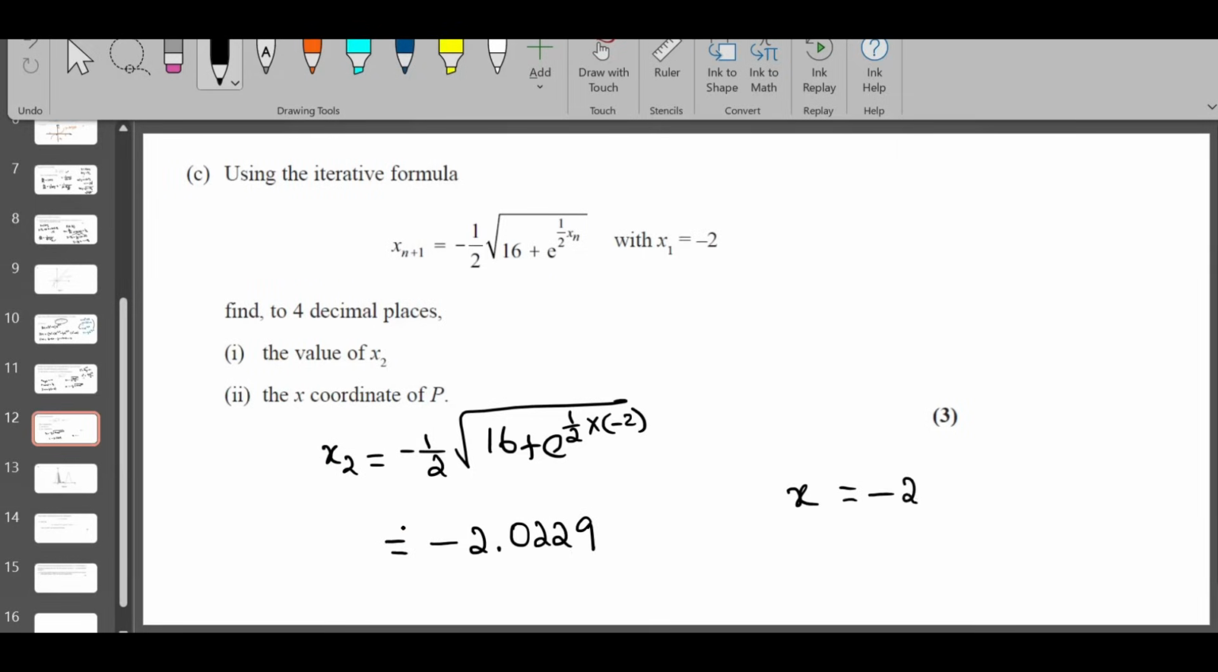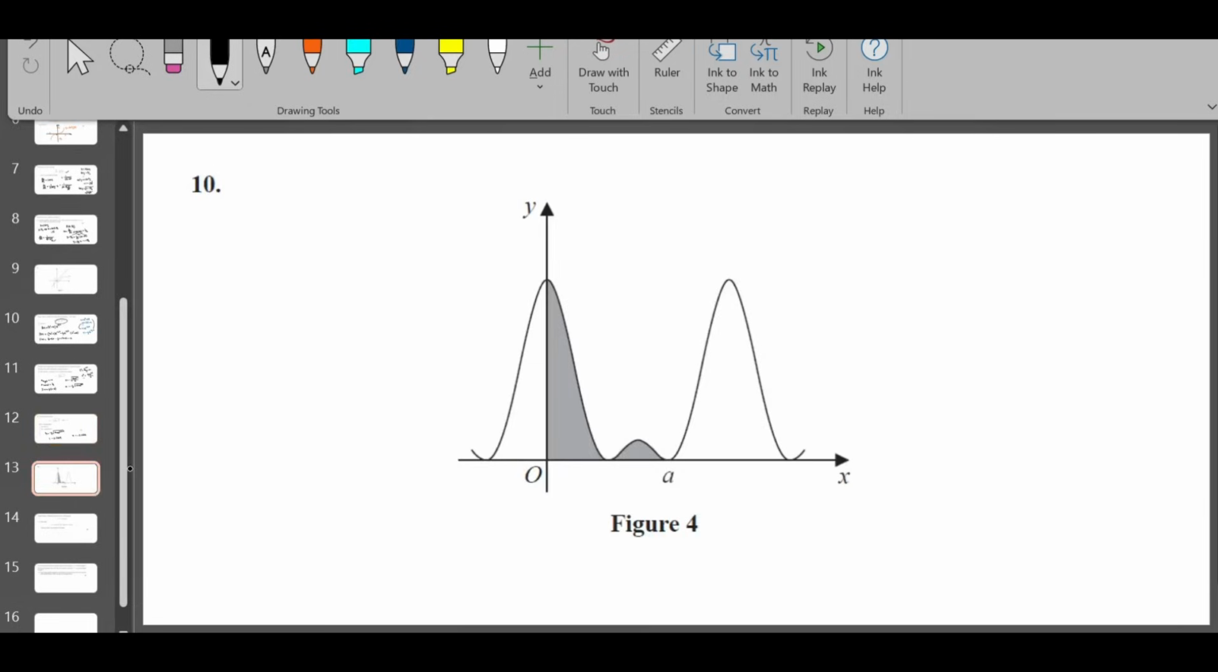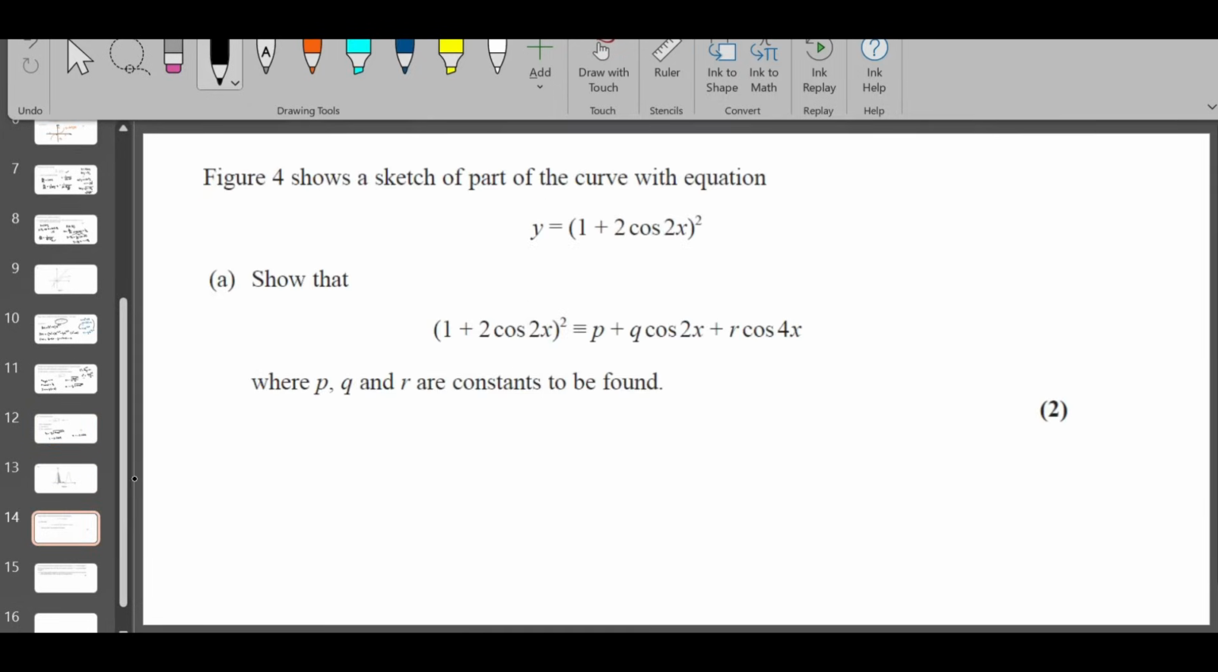So minus 2.0226 is the answer. Question number 10. Now we have a figure given. Figure 4 shows a sketch of part of the curve with the equation. They show that this can be rewritten in this form.